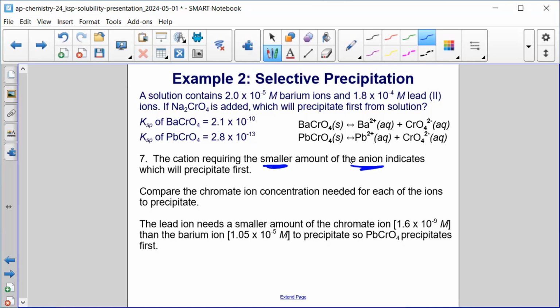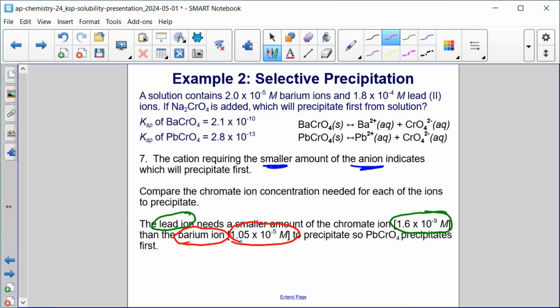And so the answer is whichever of those two cations requires the least amount of anion to precipitate will precipitate first. So compare the chromate ion concentration needs for each of the ions. For the lead ion, we got an amount that was 1.6 times 10 to the minus 9 molar. And for the barium ion, we got an amount that was 1.05 times 10 to the minus 5 molar.